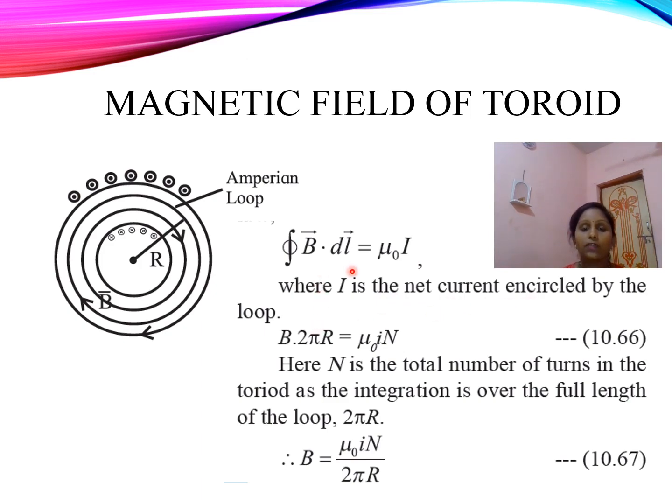Integration of dl becomes 2 pi r. So B 2 pi r is equal to mu naught I N. N is the number of turns in the toroid. Then the equation becomes B is equal to mu naught I N divided by 2 pi r. This is the equation of the magnetic field of a toroid.